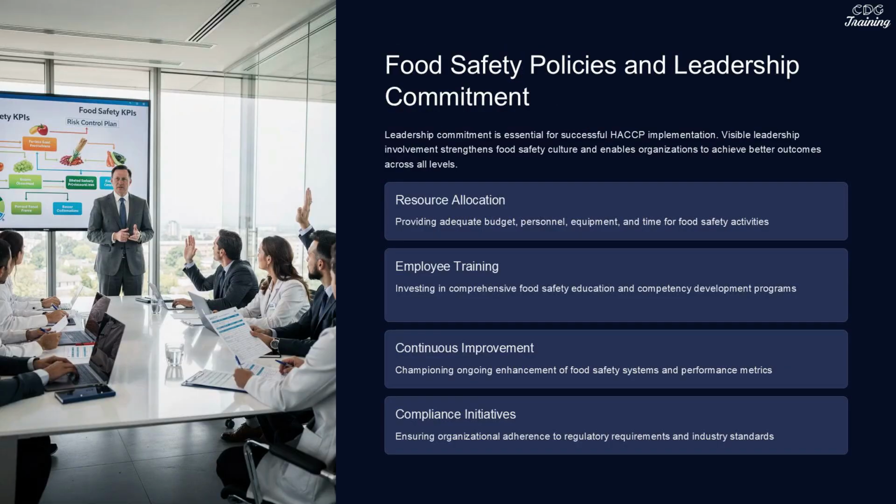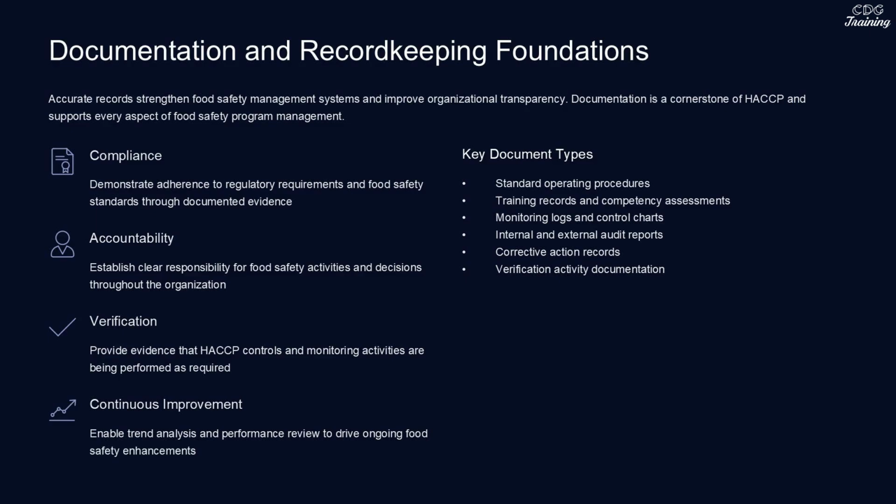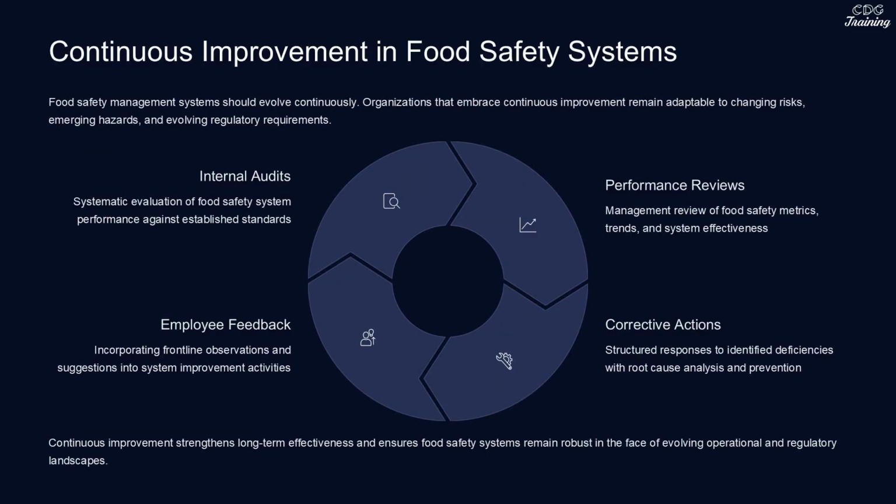Leadership commitment is essential for successful HACCP implementation. It involves resource allocation, employee training, continuous improvement, and compliance initiatives to strengthen food safety culture. Documentation and recordkeeping are foundations of HACCP. They support compliance, accountability, verification, and continuous improvement, ensuring transparency and effective food safety management. Continuous improvement in food safety systems involves internal audits, performance reviews, employee feedback, and corrective actions. It ensures systems remain robust in the face of evolving challenges.